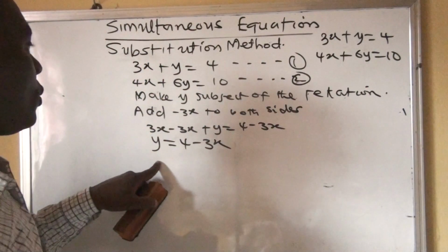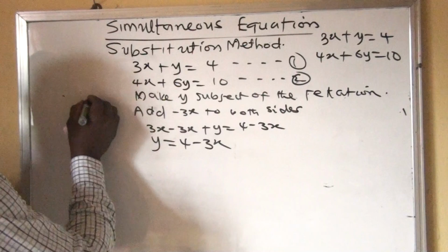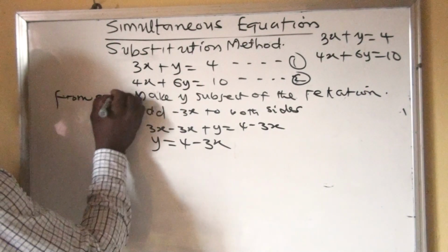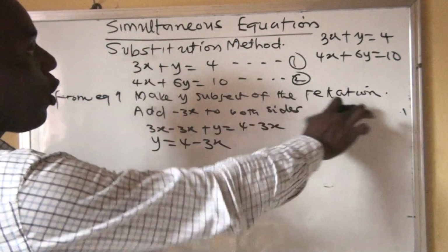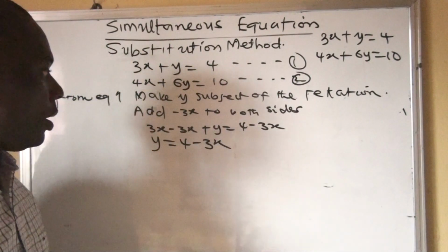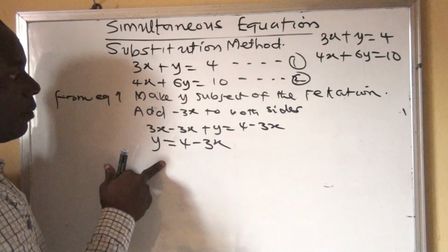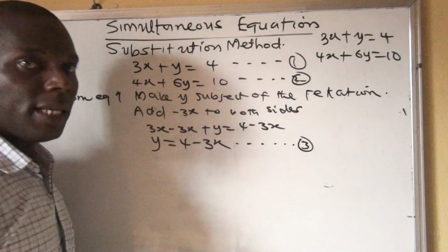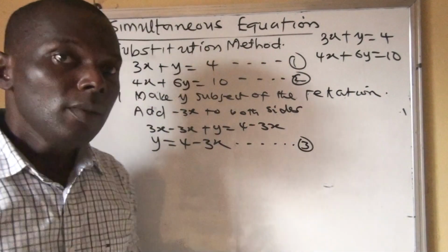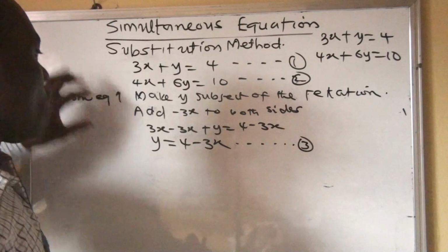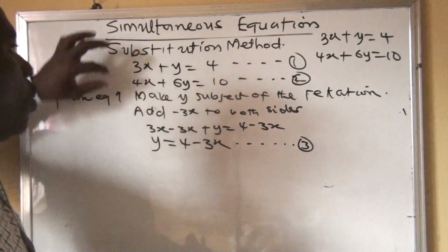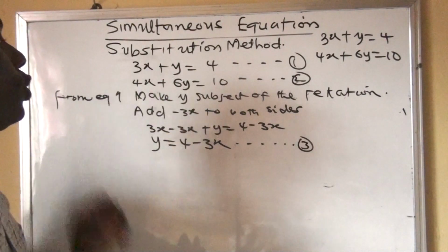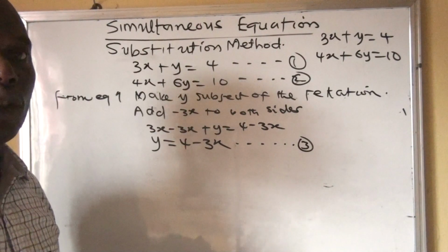We did this from equation 1, so we say from equation 1, make y the subject of the relation. This equation that we have made from equation 1, we name it equation 3. Please note, in this substitution method, the equation you made the subject from, you cannot substitute this value there. So the next step is to substitute the value of y into equation 2.